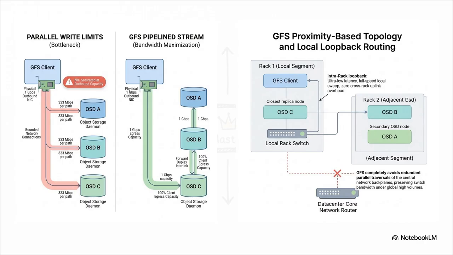Plus, looking at the network topology, GFS utilizes proximity-based routing. The client streams to a node right in its own local rack, taking advantage of ultra-fast intra-rack loopback switches. This totally offloads heavy replication traffic from the central data center core network.